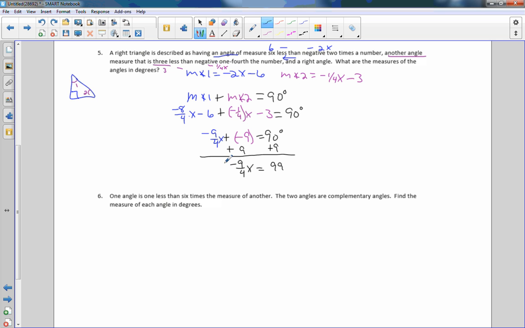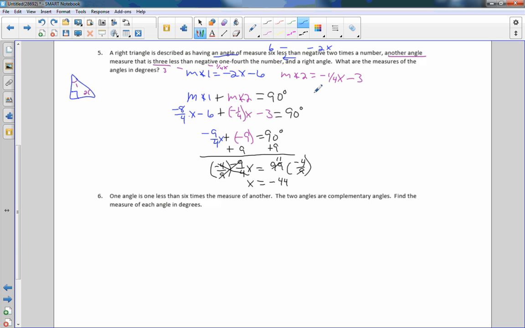To get rid of a fraction, I multiply by its reciprocal, negative 4/9. What I do to one side, I do to the other. So these 4's cancel, these 9's cancel, leaving me with an x equals. This 9 will make the 99 11, and I get negative 44. Okay, now I'm going to solve this.